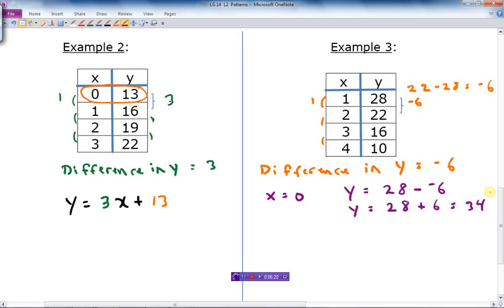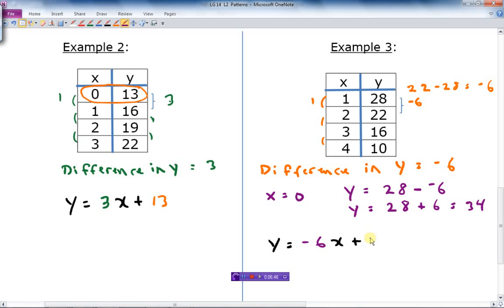So let's write our equation now. We've got y equals, our difference is negative 6, so negative 6 times x plus, and the answer to that is 34.